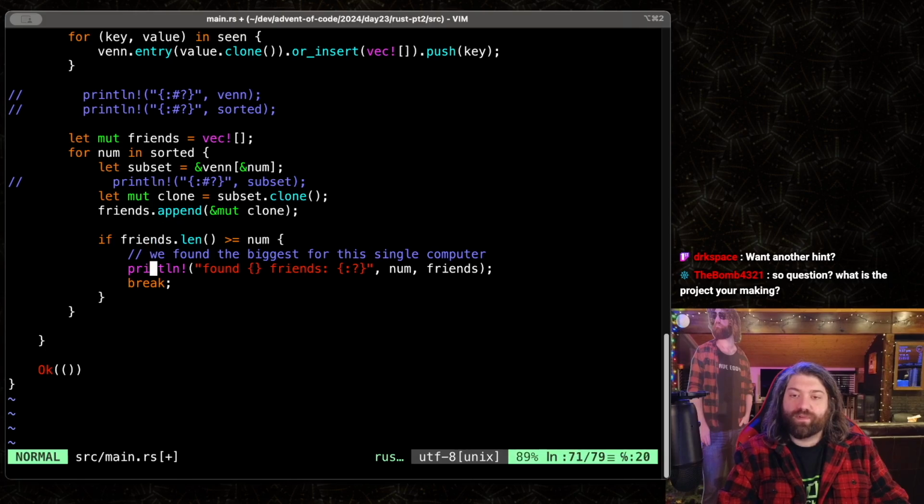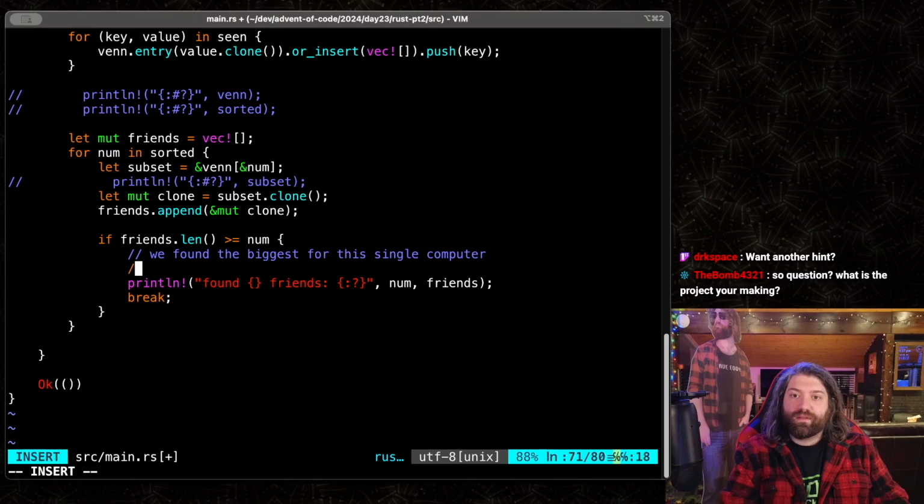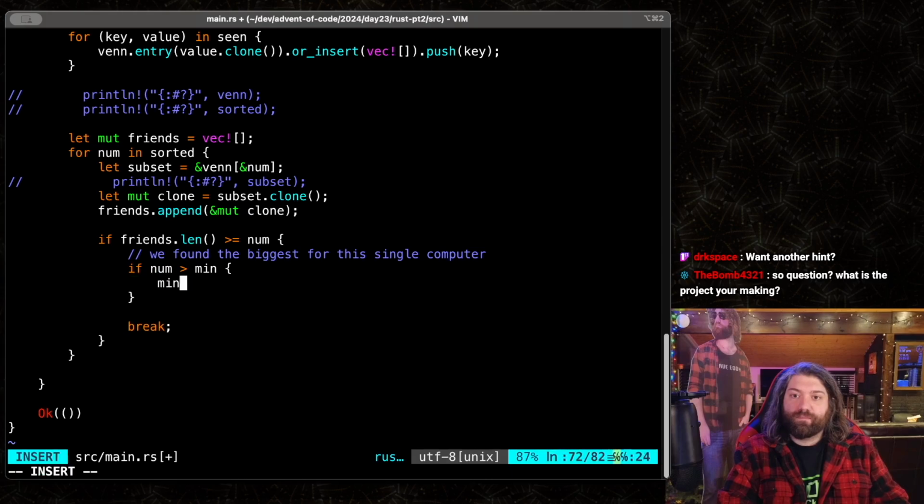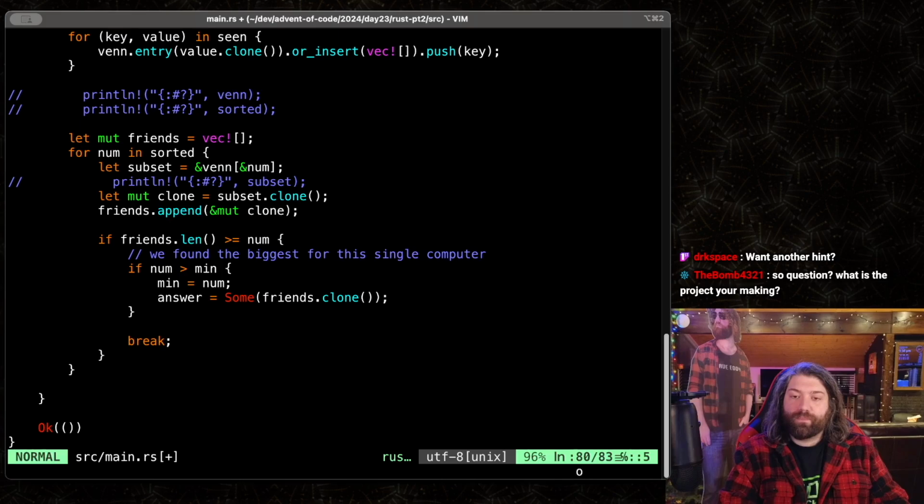So now we go here. We found it. If num is greater than min, then min equals num, and answer equals friends sum friends dot clone. Okay. Let answer equal answer dot unwrap. Print line this one. We still have to sort it, but that's okay. It's okay because we literally just do answer dot sort. Okay.